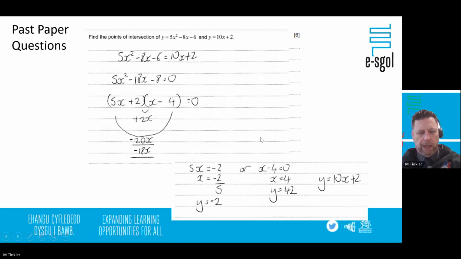Okay. And this is what I've done. 5x plus 2 equals 0, so 5x equals minus 2, and x equals minus 2 over 5. x minus 4 equals 0, so x equals 4.